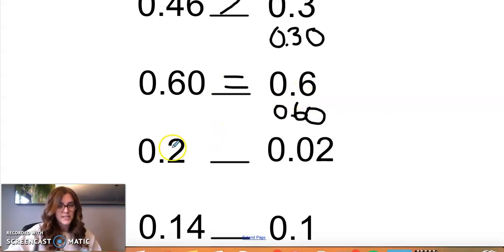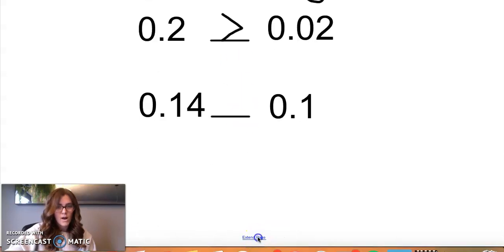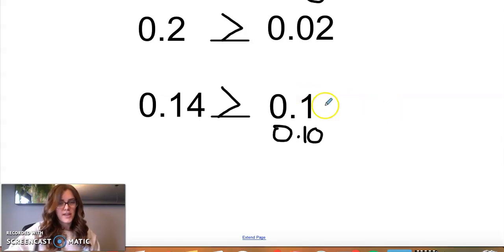Our next example here has 2/10 and 2 hundredths. Now we know that 2 hundredths is not equal to 2/10 and to 20 hundredths. It is way smaller. So 2/10 is greater than 2 hundredths. Our last one here is 14 hundredths and we have 1/10. So if we take our pen here, we know that 1/10 is actually equal to 10 hundredths, and 14 hundredths is greater. So 14 hundredths is greater than 1/10.